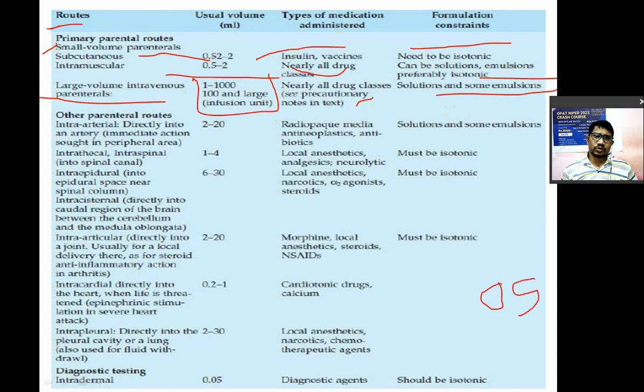Other parenteral routes: intra-arterial. The drug is given directly into the artery. 2 to 20 ml of drug can be injected, and that is mostly used for diagnosis purposes.